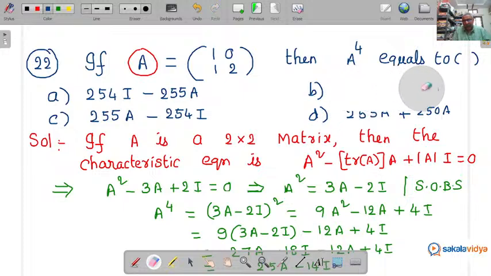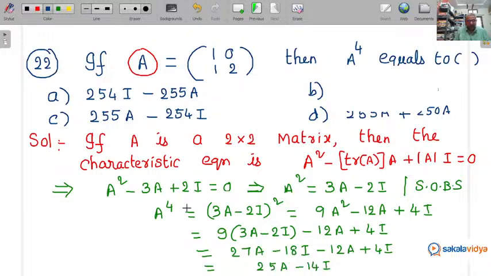Okay, let us change B option. So that is B option is 25a minus 14i. So B is the right option. This is 255a plus 250a. So this B is the right option. Right, this is the 22nd question.